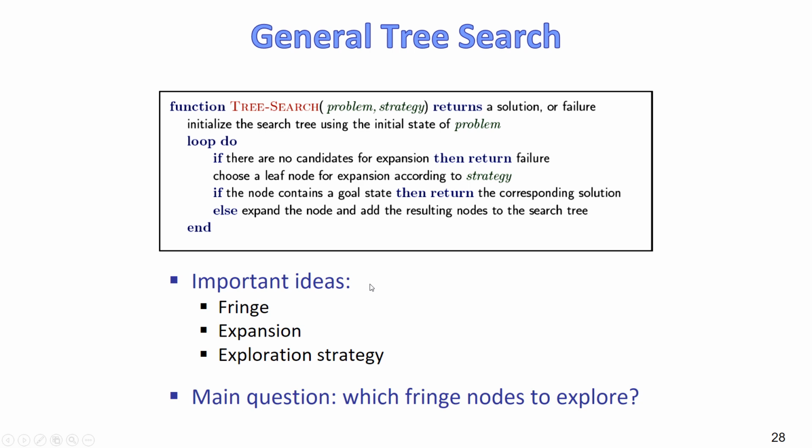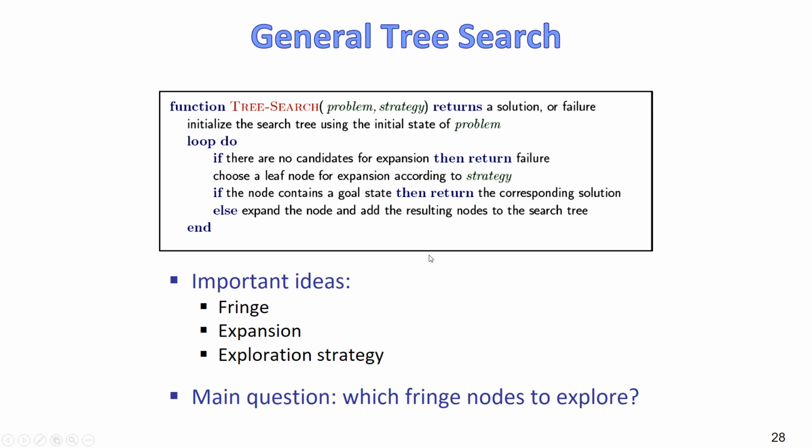So we have three important ideas in this algorithm. The fringe, which is the data structure that will keep track of the leaves of the tree, or in reality, these are the plans that we will explore in the future. The idea of expansion, that we remove one node from the fringe and we add back to the fringe all of its successors. And the exploration strategy, which will determine for us which node to select from the fringe to expand next. So the main question that will control the behavior of this algorithm is which fringe nodes to explore. And this question is answered by the strategy here.